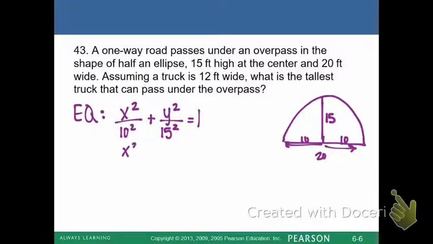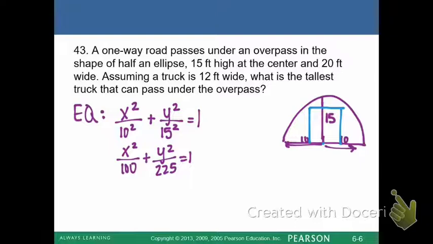So x squared over 100 plus y squared over 225 equals 1. Okay, so now we want to think about what the question is asking, dealing with the truck. Couple things here. We know the truck is 12 feet wide, and it also tells us that this is a one-way road, meaning the truck is going to be centered in the middle of the road. So if you think about drawing the back of the truck, it's going to be here, centered at the origin, driving through that tunnel.